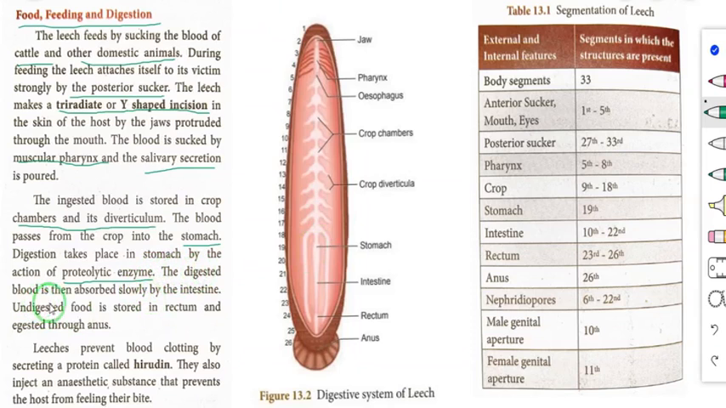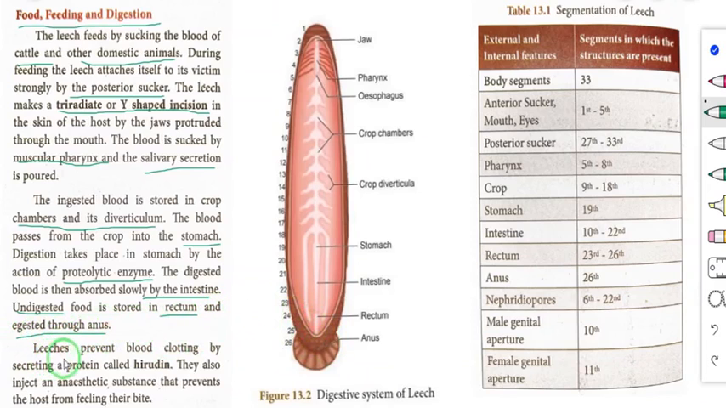The digested blood is then absorbed slowly by the intestine. So after the digestion, the digested blood is slowly absorbed by the intestine. Undigested food is stored in the rectum, this region, and later it is eliminated through the anus region, right?